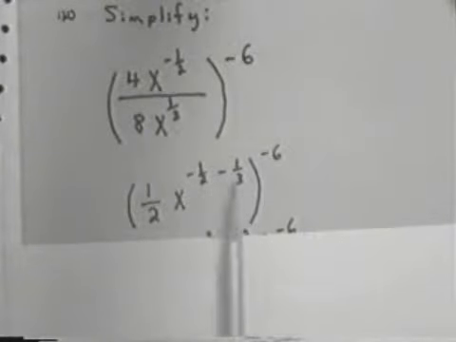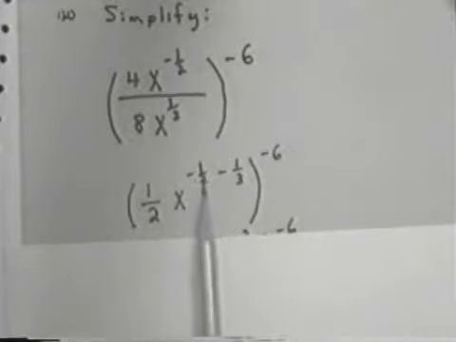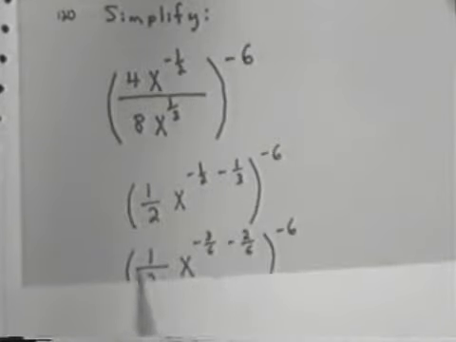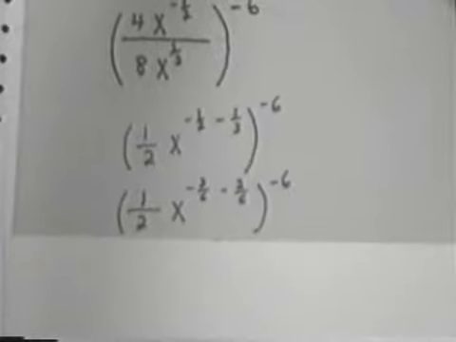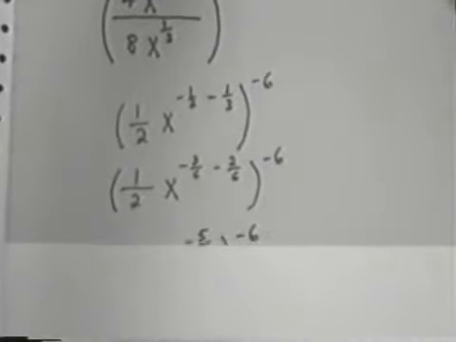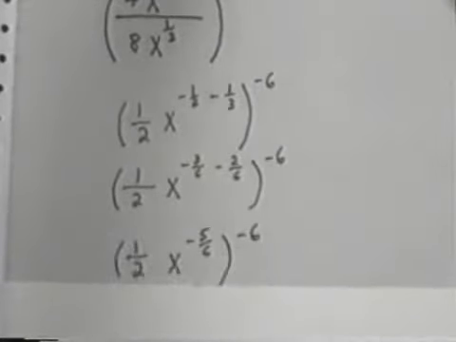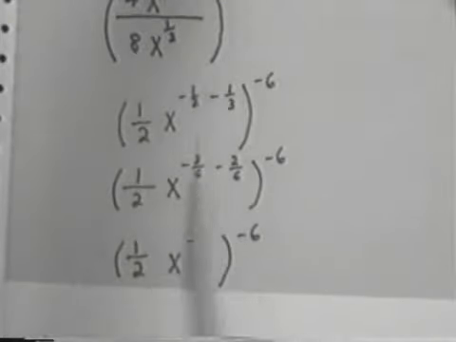Now to do this, I need a common denominator. The common denominator between 2 and 3 is 6. So I have 1/2 x to the negative 3/6 minus 2/6, raised to the negative 6 power. Once I get the common denominator, I keep the denominator and subtract the numerators to get 1/2 x to the negative 5/6, all raised to the negative 6 power. Now I've done everything inside symbols of inclusion that can be done.